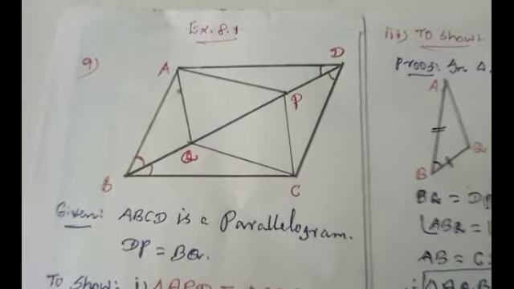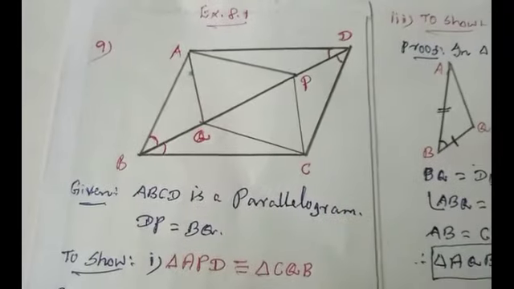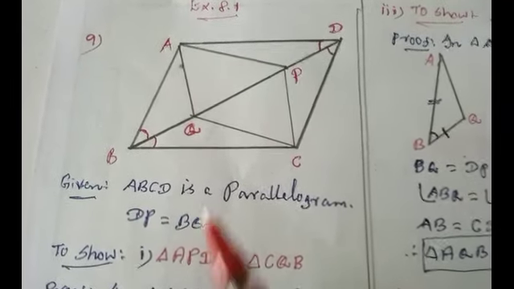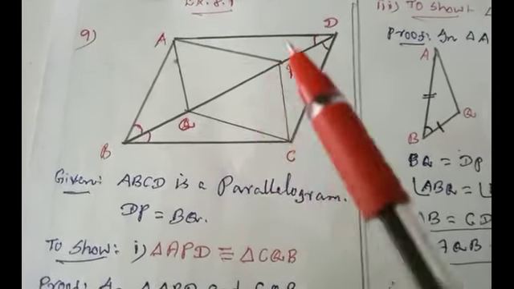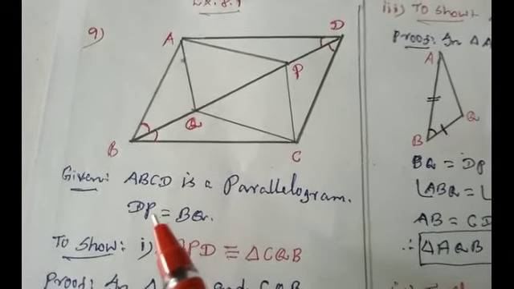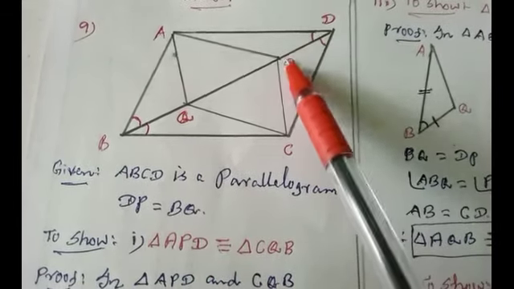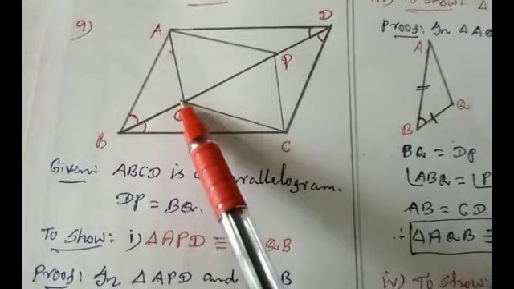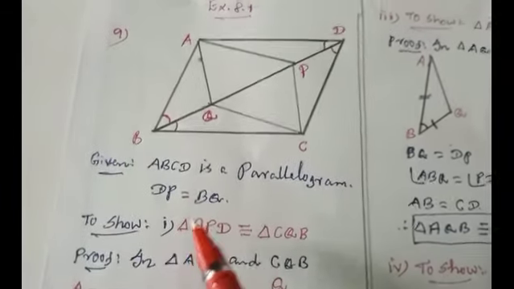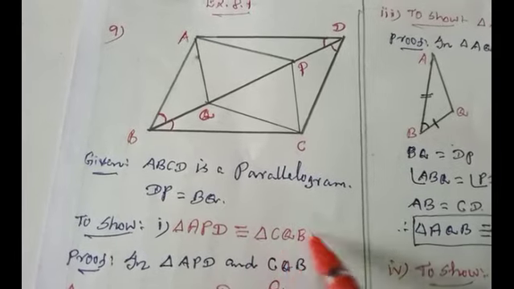Question number 9. It is given that ABCD is a parallelogram. So the parallelogram property is opposite sides are equal and parallel. And also it is given that DP is equal to BQ. Now we have to prove that triangle APD is congruent to triangle CQB.